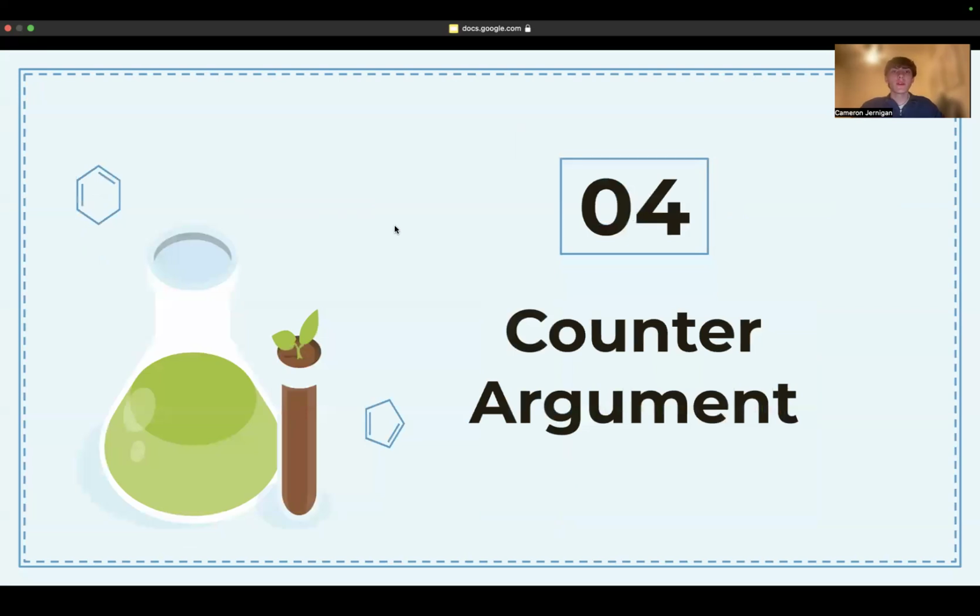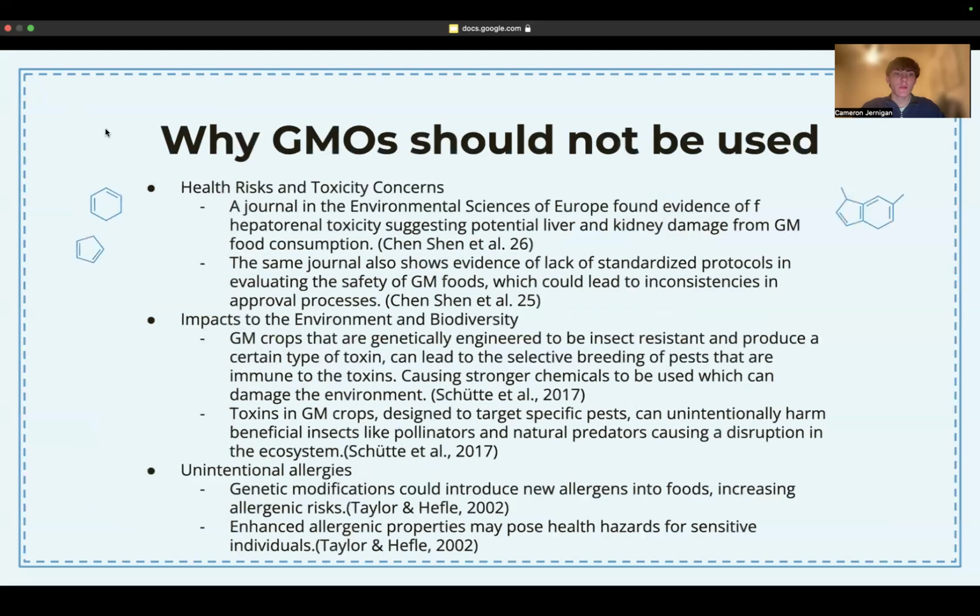So, there is an ongoing argument on whether or not GMOs should be allowed to be consumed, and many of the counter arguments have to do with health risks, impacts on the environment, and unintentional allergies. A journal in Environmental Sciences Europe found evidence of toxicity, suggesting potential liver and kidney damage from GMO food consumption. The same journal also shows evidence of a lack of standardized protocols in evaluating the safety of genetically modified foods, which could lead to inconsistencies in approval processes.